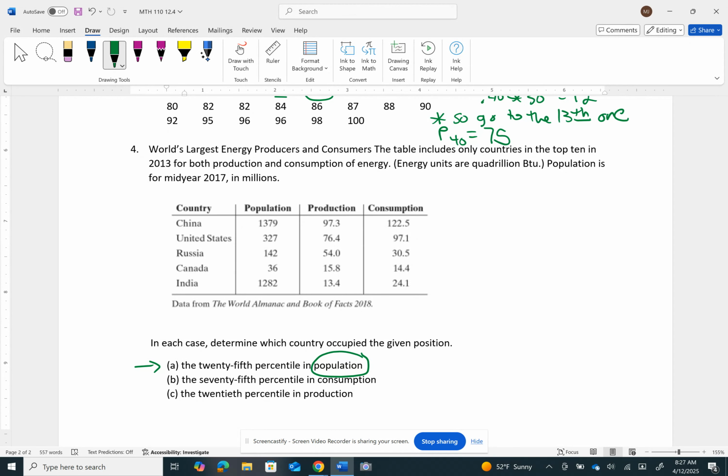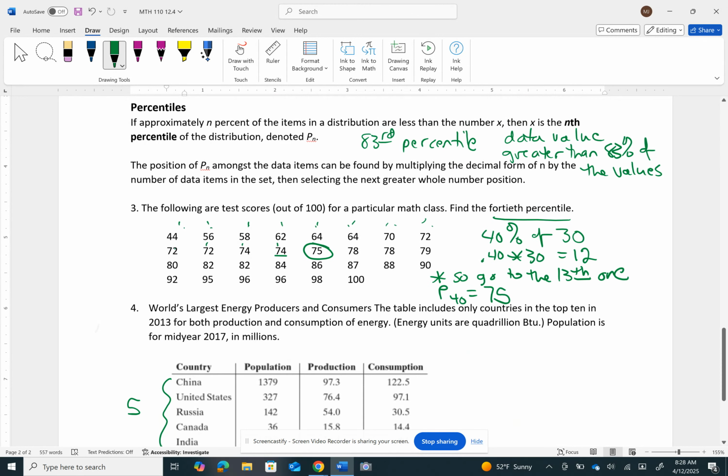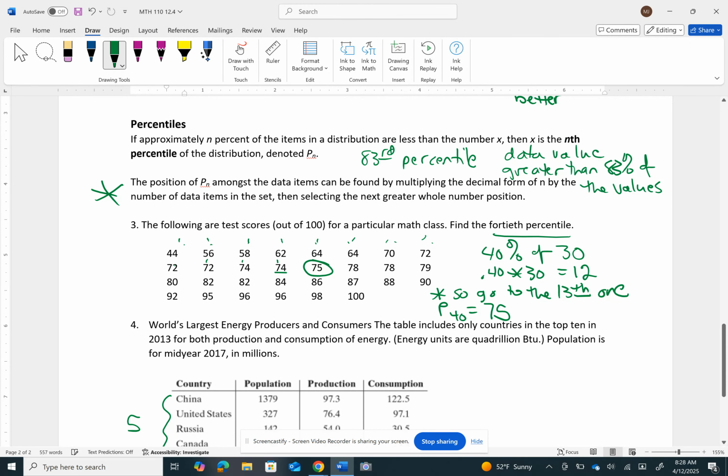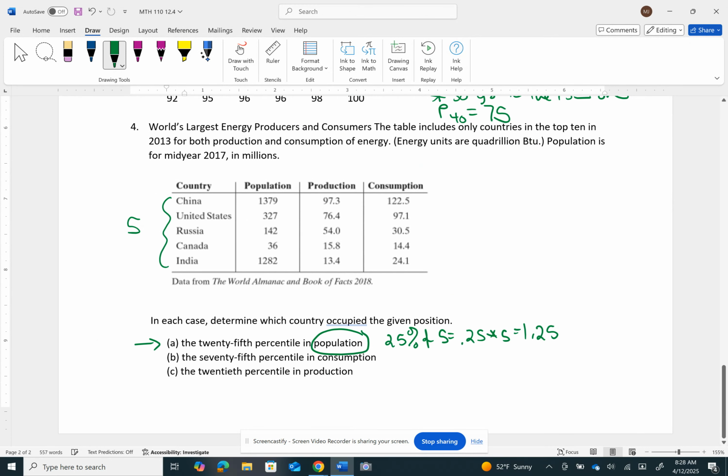Now there's 5 countries, right? So 5 data values, 5 countries for each. So we're going to do 25% of 5, which would be 0.25 times 5, and that's going to give us 1.25. Okay, so we're going to go to the next. So remember this piece right here. This right here is important. Then select the next greater whole number position. So go to 2.